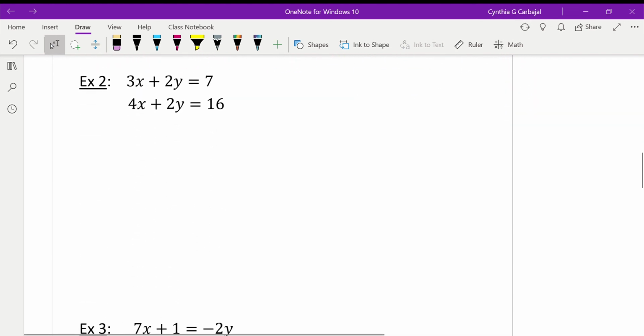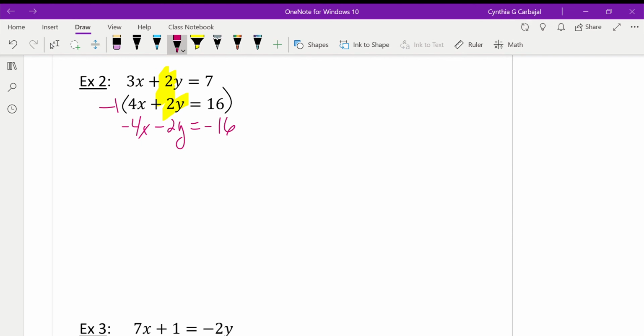Alright, example 2. Again, they're already lined up for us. Yay, saves us a step. But there is nothing that jumps out that I can easily solve. These, if I add them, I end up getting a positive 4y, so nothing cancels out. But let's do this. Let's multiply the bottom by a negative 1. And that would change that 2y to a negative 2y. Okay, and then I can add them and cancel them out.